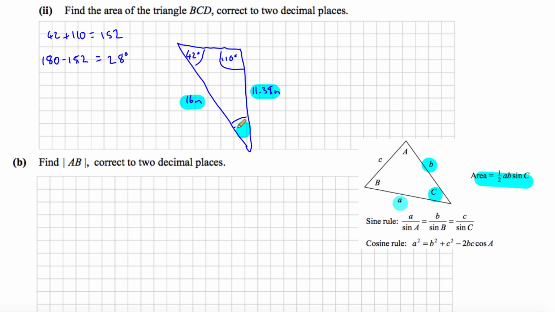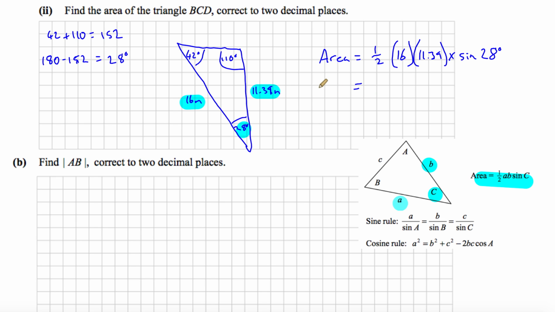So we know that this angle here is going to be 28 degrees. So there are the values, the three blue values we can plug in here. So the area will be equal to a half times A and B, it doesn't matter which is which, so a half times 16 times 11.39 times the sine of the angle between them, so times the sine of the angle, 28 degrees.